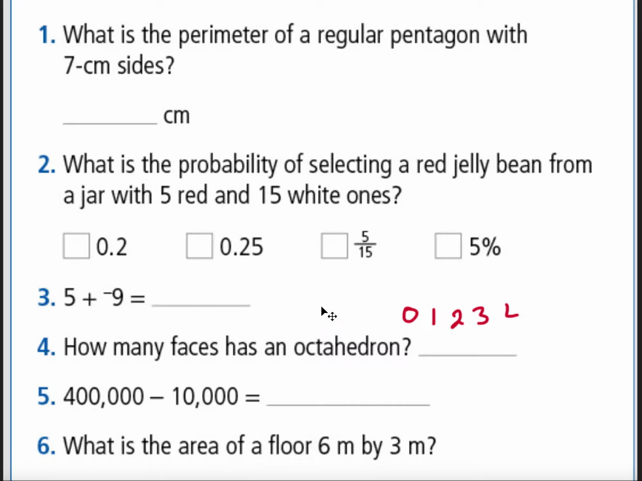Number 4, how many faces has an octahedron? Remember, the faces are the flat things that you could draw a picture on. So find your octahedron in the back of the book and count up the amount of faces on it.